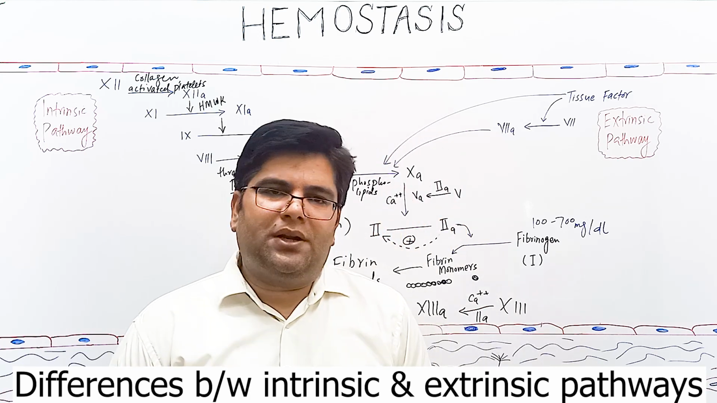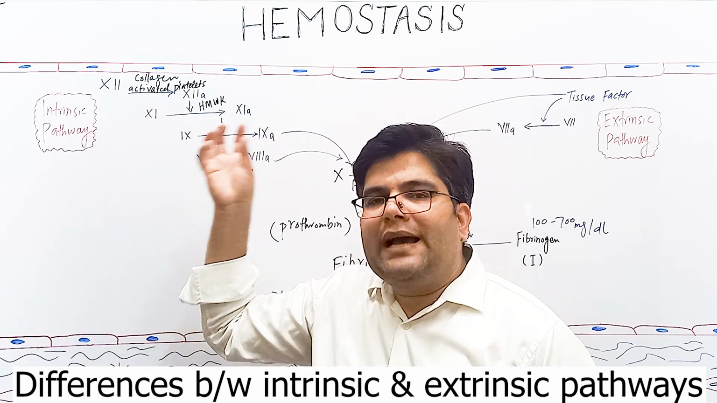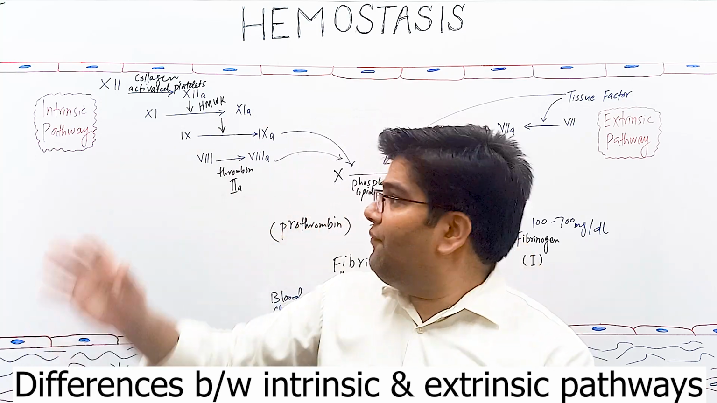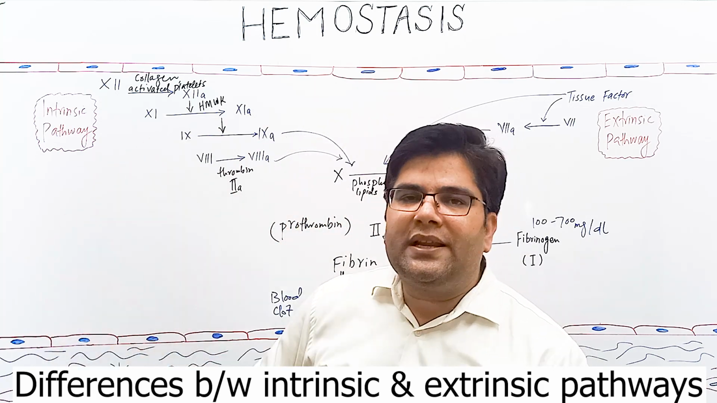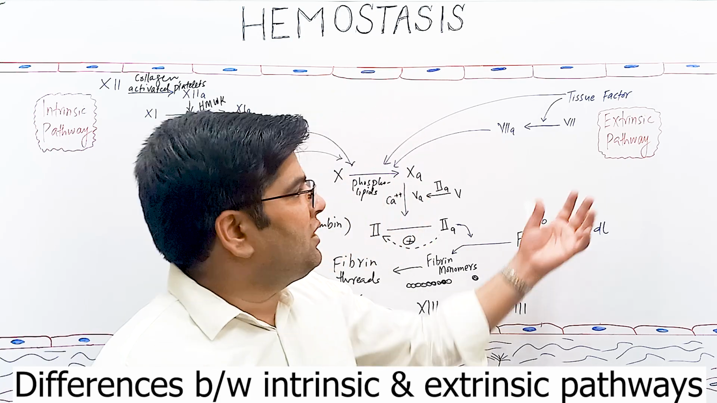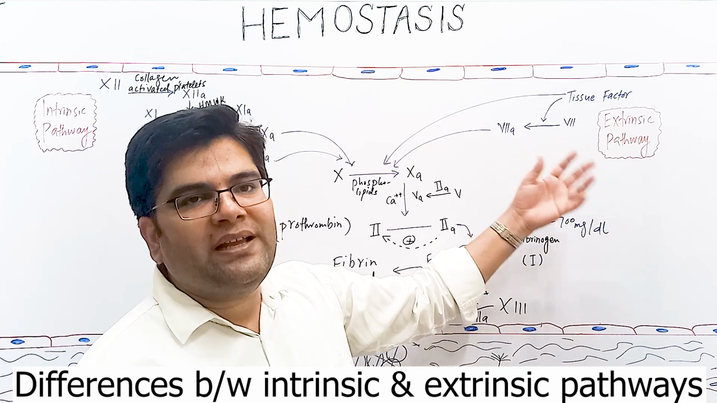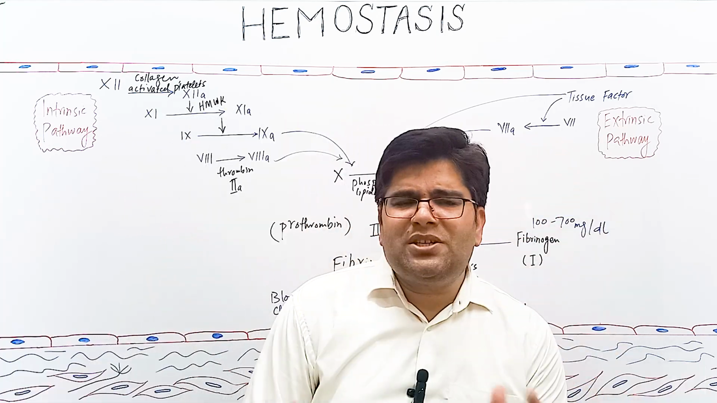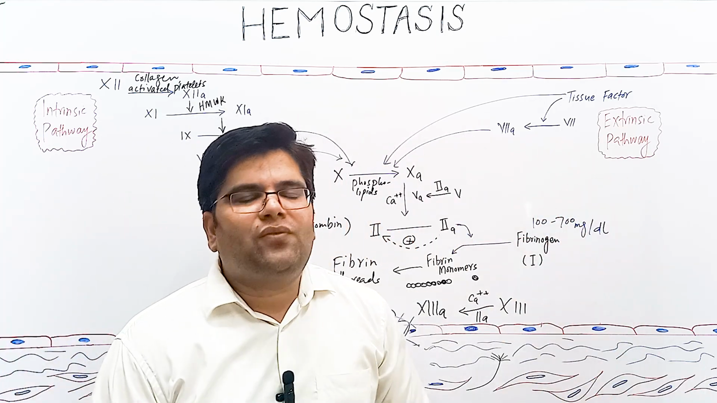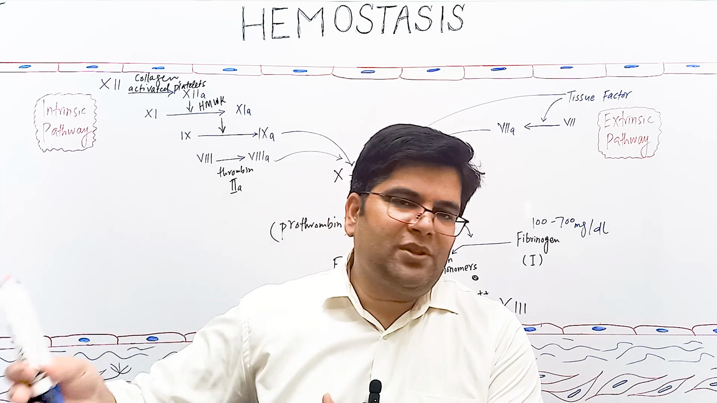The anticoagulant which affects the activity of the clotting factors in the intrinsic pathway is heparin. So heparin affects this intrinsic pathway and increases the clotting time. Warfarin is the anticoagulant which affects the activity of clotting factors present in the extrinsic pathway. So warfarin affects this pathway and increases the clotting time. So these are major differences between the intrinsic and extrinsic pathway. We will study PT, APTT, warfarin and heparin in some other session.